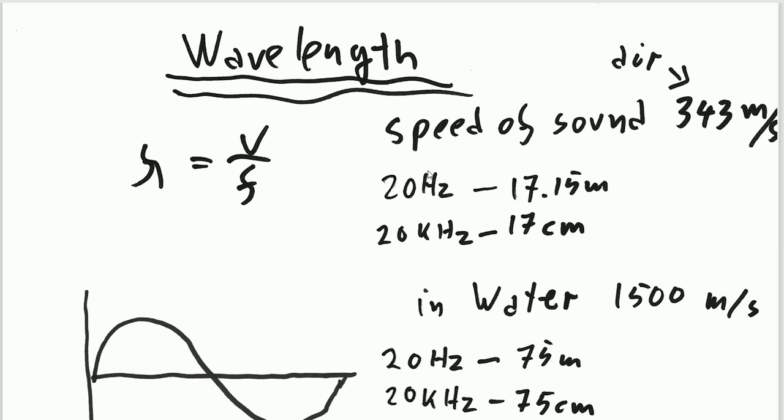So if you could see the sound in the air, or you could make it visible somehow by coloring the air molecules, at 20 kilohertz you would see something like 17 centimeters. At 20 hertz, the sound wave would be as long as, I don't know, is it a football field? How wide is a football field? It's probably not as long, but as wide as a football field, but I'm not sure.